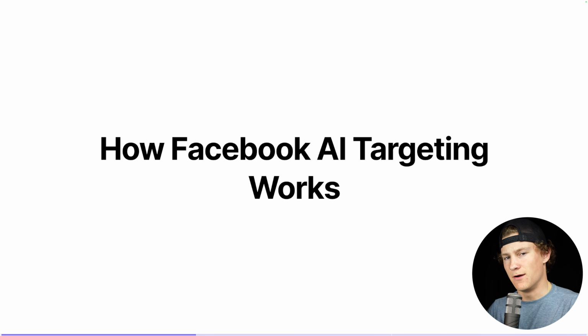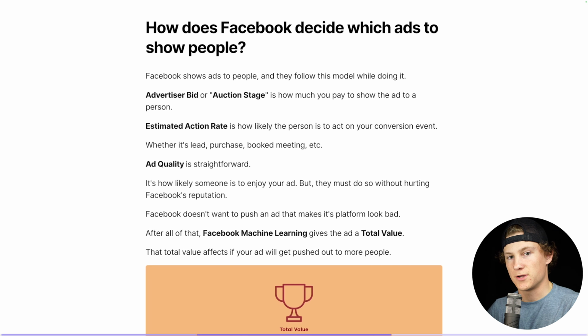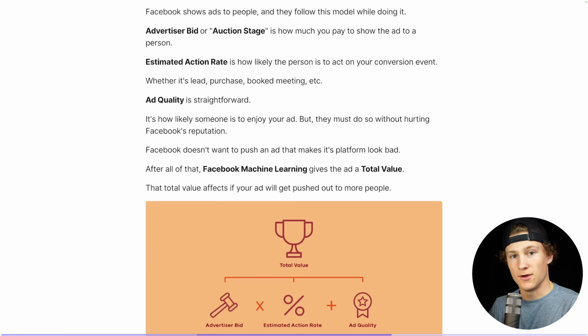But back into the video today on how Facebook's AI targeting actually works, and it's pretty simple, but it may get a little complicated at times. So the first thing is, how does Facebook actually choose which ads to show people? Now, this is going to be really simple because they give you the full explanation on their blog. So this is a full photo that I got from their blog, and it has the advertiser bid times the estimated action rate plus the ad quality, and then gets a total value, and it actually ranks the ad.